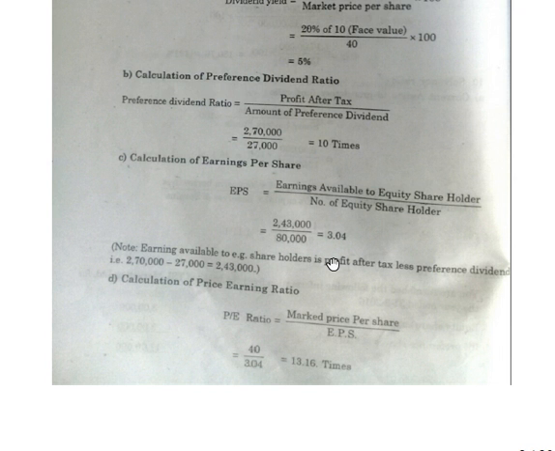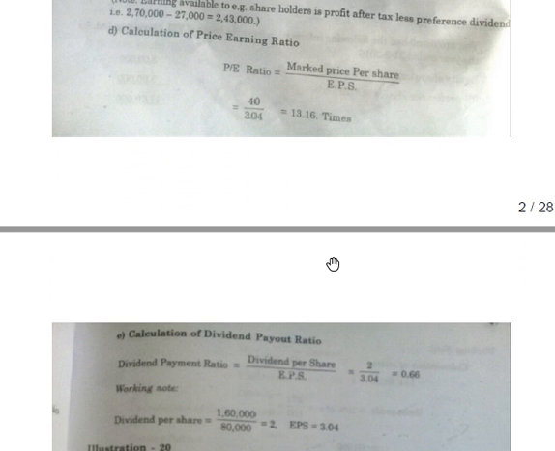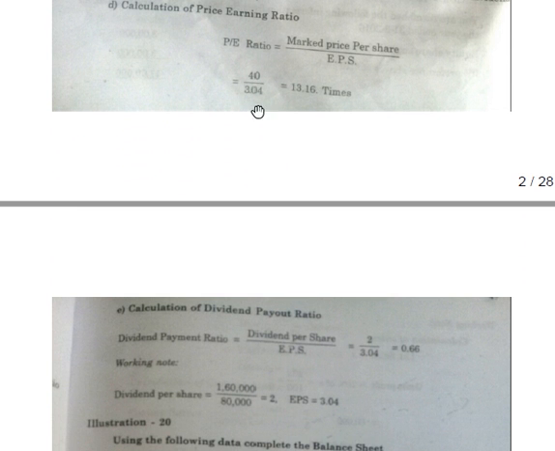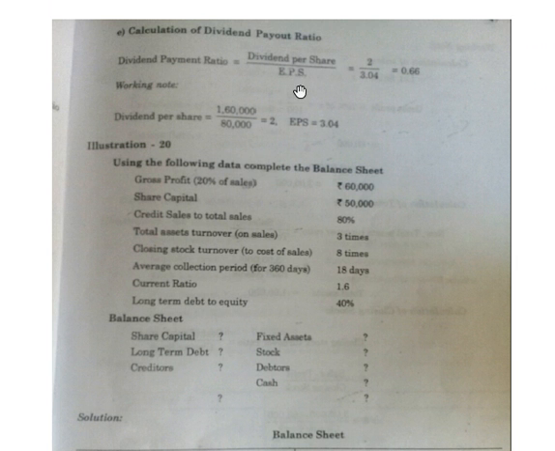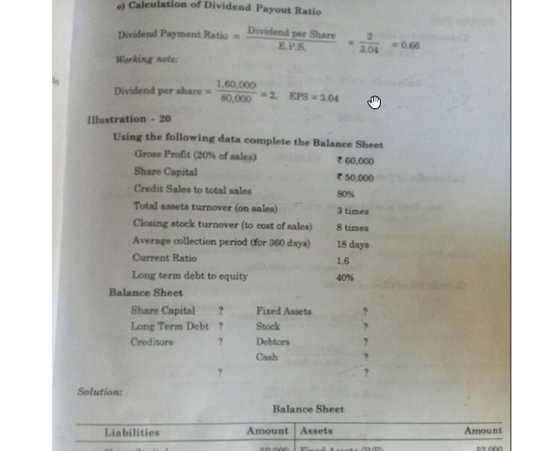Next is calculation of price earning ratio. The price earning ratio formula is market price per share divided by EPS. So 40 rupees is your market price divided by EPS 3.04, which we calculated, which is equal to 13.16 times. Next is calculation of dividend payout ratio, which is dividend per share divided by EPS. So 2 divided by 3.04, which is equal to 0.66. So dividend per share, how did you get it? 1,60,000 divided by 80,000, which is equal to 2. How did you get this 1,60,000? 8 lakhs, which is the equity share capital, into 20% of dividend. So 1,60,000 divided by how many shares we have? 80,000 shares, is equal to rupees 2. So EPS is 3.04, which you already calculated.